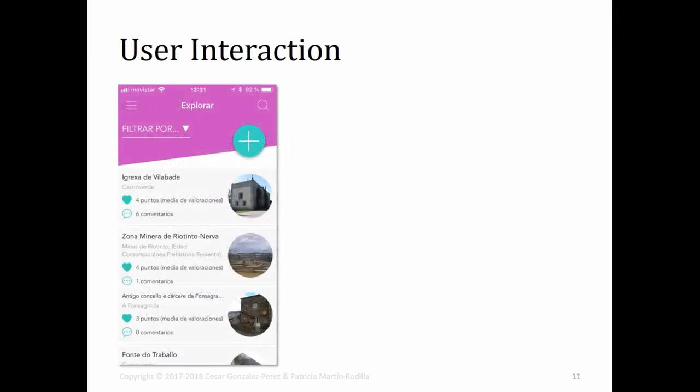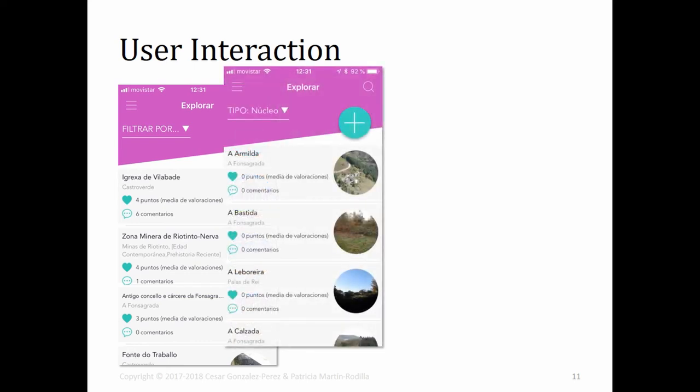Okay, so this is what the application looks like. It's not in English, it's in Spanish, so, well, that's tough, I'm sorry. I will quickly give you a review of what it can do. Here you have a home screen showing a list of sites that are around you or are suggested by the system. You can touch one of them.